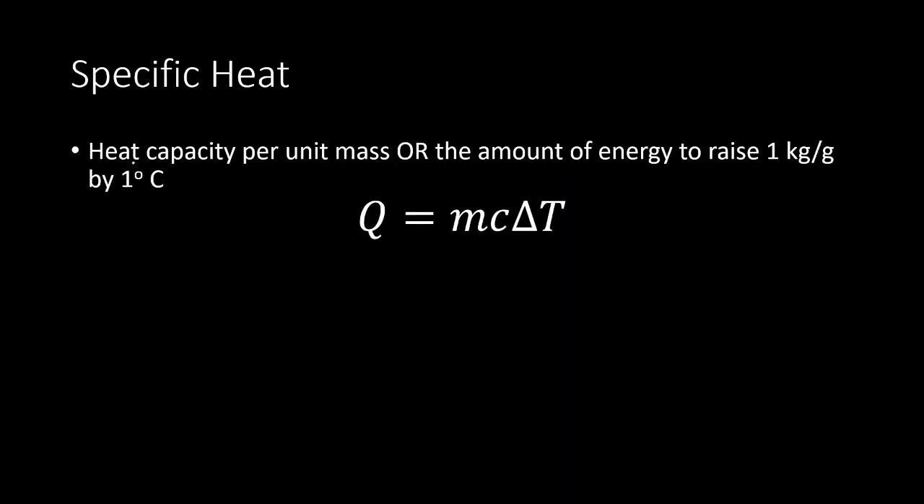So specific heat is defined as the heat capacity per unit mass, or the amount of energy to raise 1 kilogram, or 1 gram sometimes, but we'll say 1 kilogram, by 1 degree Celsius for a material. And by doing this, we define this quantity right here, that's the specific heat. And it's specific in terms of material, not mass. Now we add mass in there as a multiplier, but it's this quantity right here that really defines it and is dependent upon the material.